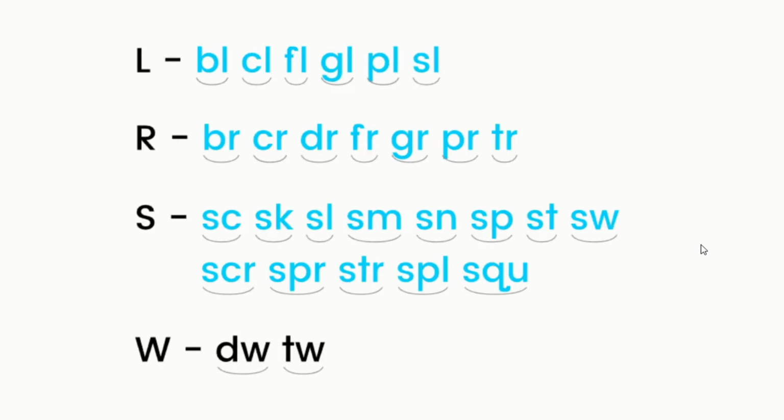You've learned that there are L, R, and S blends. Now you will learn that there are two extra blends. They are DW and TW. We will also discuss QU because it has a similar sound. Let's get started.